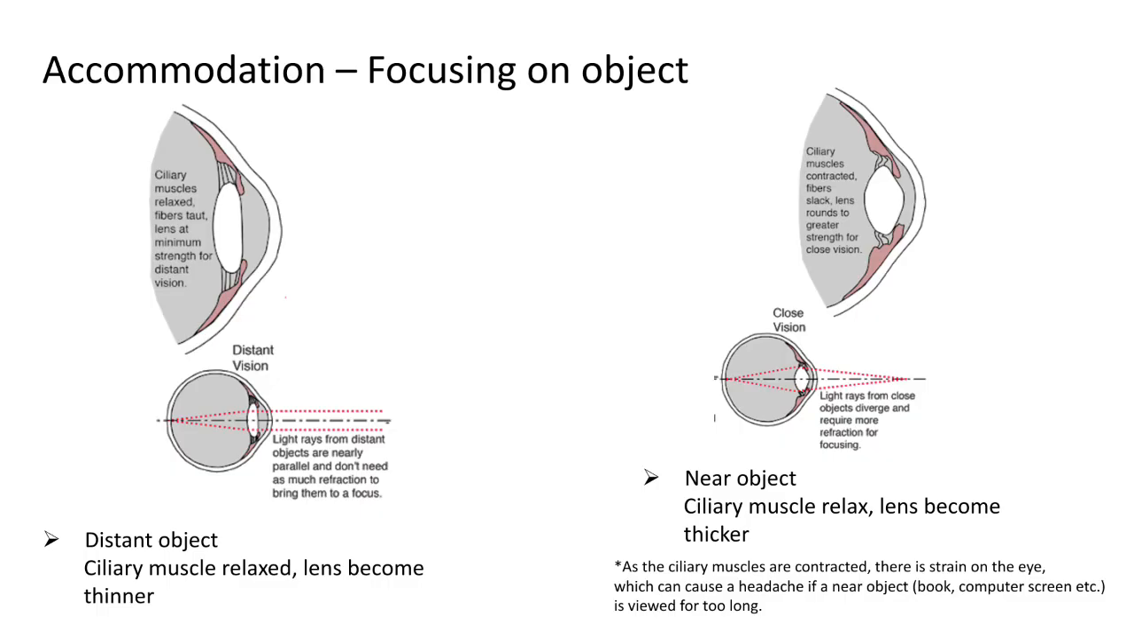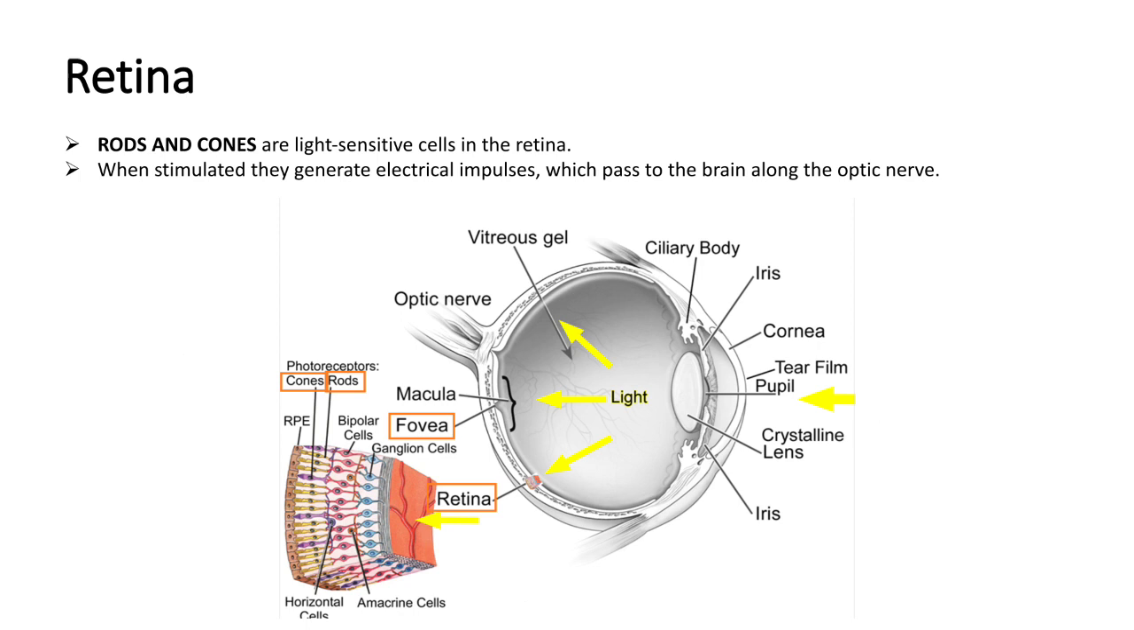Distant object: ciliary muscle relaxes, lens becomes thinner. Near object: ciliary muscle contracts, lens becomes thicker. As the ciliary muscles are contracted, there is strain on the eye, which can cause a headache if a near object, such as a book or computer screen, is viewed for too long.